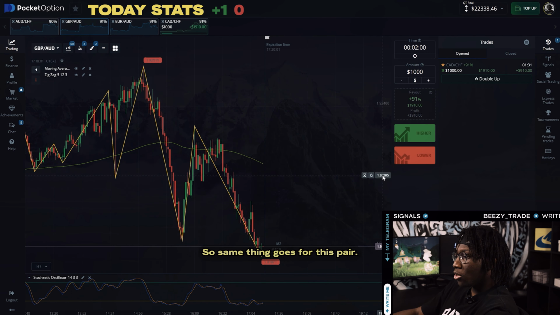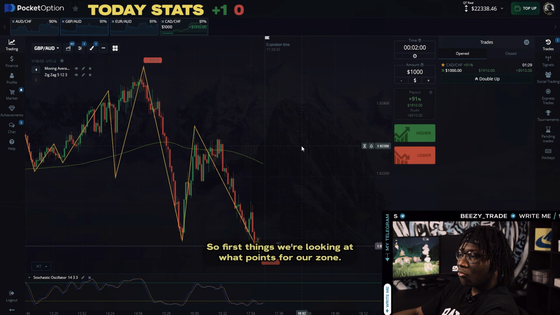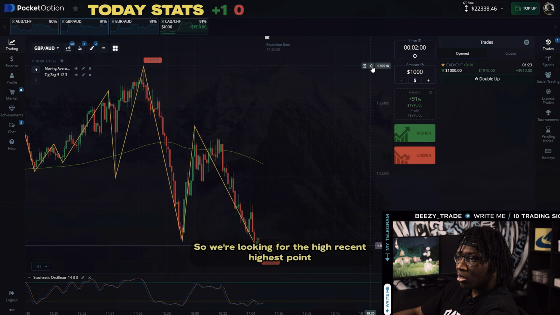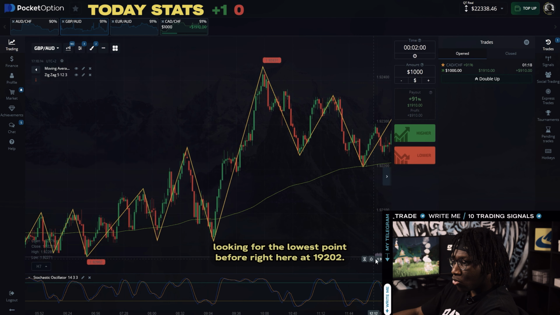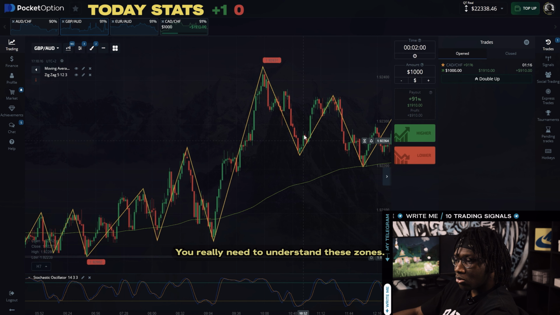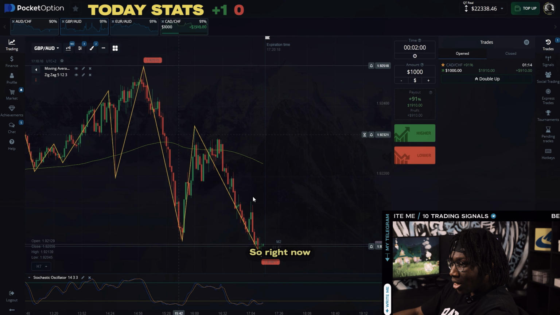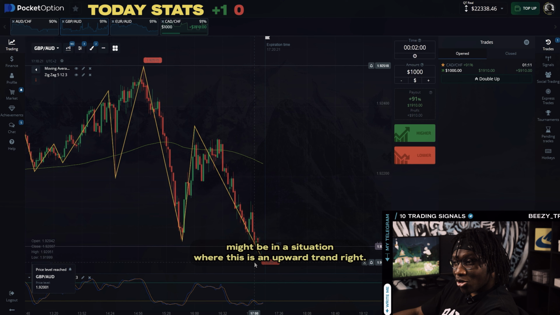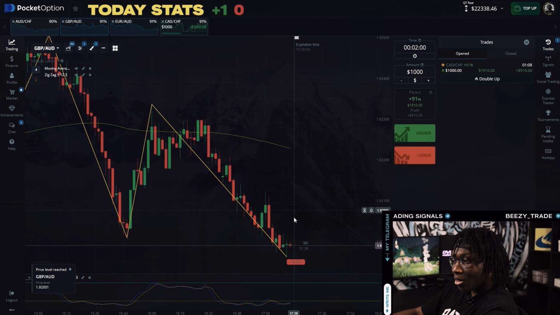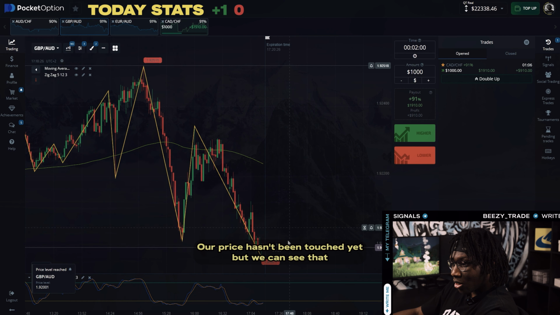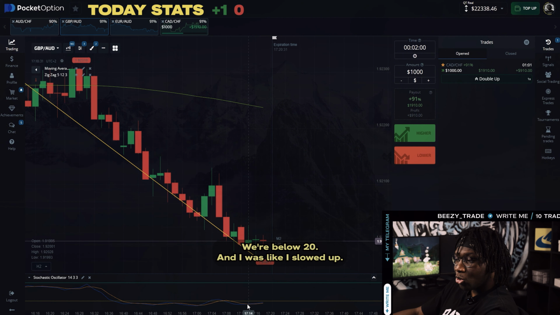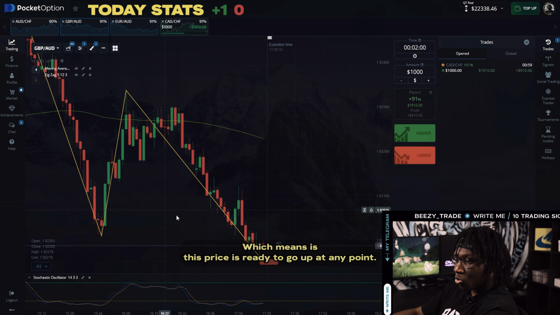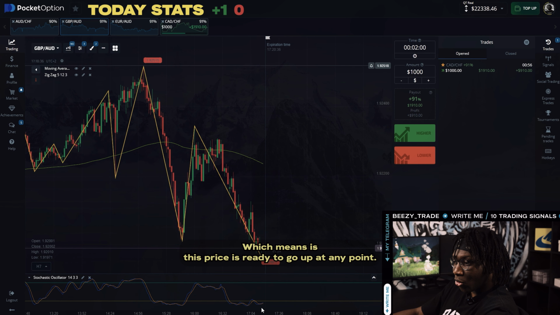So same thing goes for this pair. First thing we're looking at: what are our points, what are our zones? We're looking for the recent highest point, and the lowest point before, right here at 19202. You really need to understand these zones. So right now, we might be in a situation where this is an upward trend, right? Our price hasn't been touched yet, but you can see that we are, sorry, my bad, we're below 20 on our stochastic oscillator, which means that this price is ready to go up at any point.